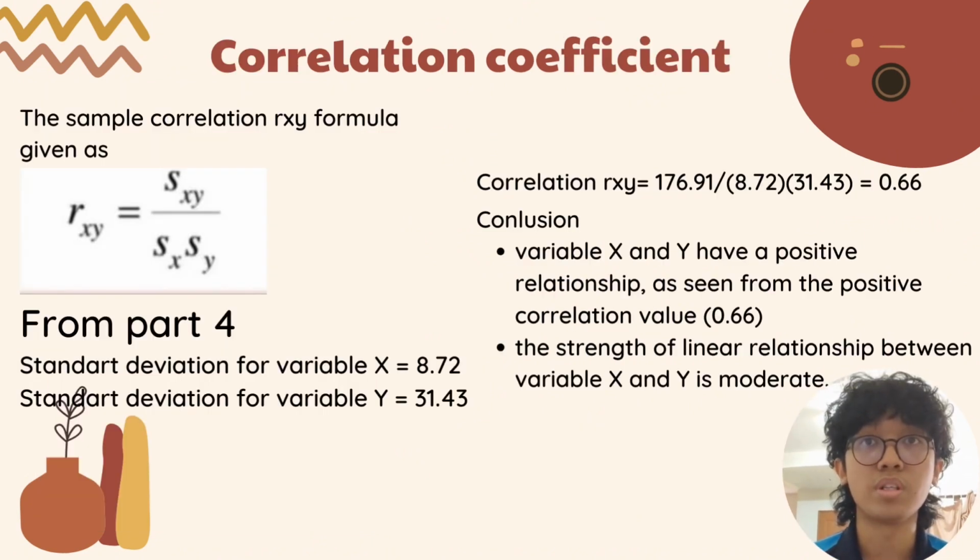Once we have the covariance value, we can use it to calculate the correlation. The sample correlation rxy formula is given as rxy equals sample covariance divided by standard deviation x multiplied by standard deviation y. Using the formula given, our correlation rxy is 0.66, and we can conclude that variables x and y have a positive relationship, and the strength of the linear relationship between variables x and y is moderate.